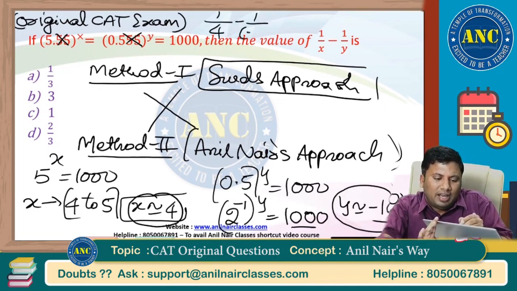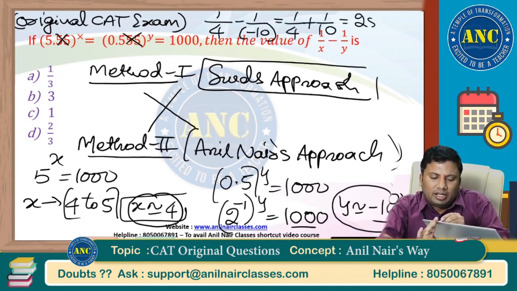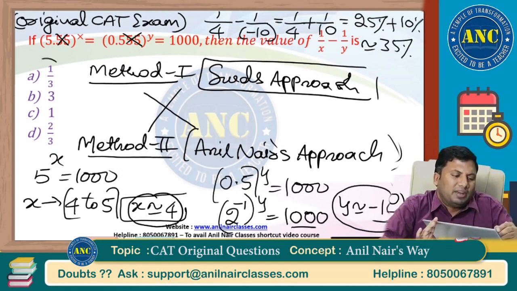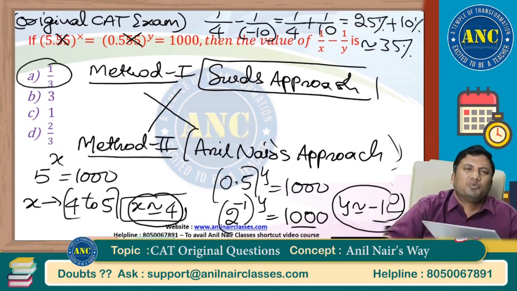Substitute. Such an easy question. 1 by 4 minus of minus 10. 1 by 4 plus 1 by 10. It is nothing but 25% plus 10%. The answer should be closer to 35%. The answer is 1 by 3.